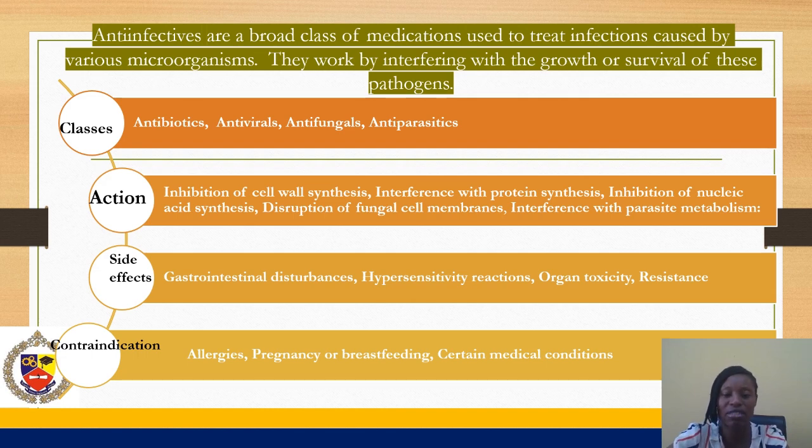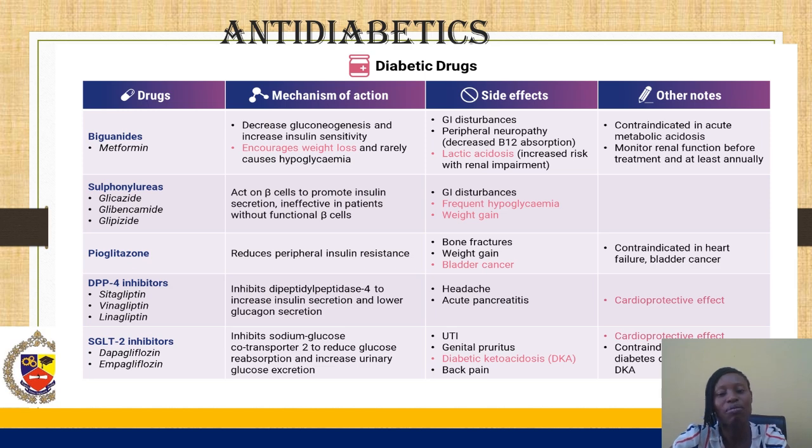We also have antidiabetics, drugs such as metformin, glycosides, glipizides, and all that. Their mechanism of action is to decrease gluconeogenesis and increase insulin sensitivity. It encourages weight loss and can cause hypoglycemia. They also have some side effects that we'll be going into in detail later.